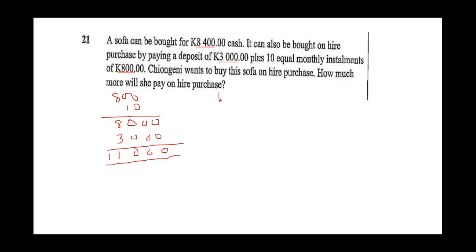So you have to subtract now 11,000 minus 8,400. When you subtract that one, this is just a 0. This is a 0. So here we are going to remain with what? With 10. And here, this one will be 10. So 10 minus 4, that is a 6. Then 10 minus 8, that is a 2,600. So this is how much more the man will pay if he bought something on hire purchase.